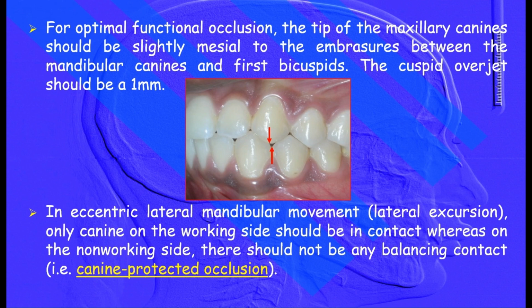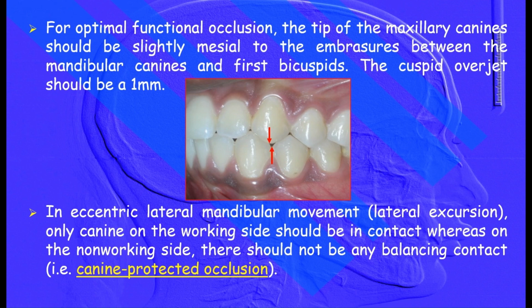Here, we will discuss the mutually protected occlusion. We have discussed that the posterior teeth protect the anterior teeth from lateral stresses during mandibular closure into the centric occlusion, and the anterior teeth protect the posterior teeth from lateral stresses during protrusive and lateral mandibular movements. This is called mutually protected occlusion, in which anterior teeth protect posterior teeth and posterior teeth protect anterior teeth during various mandibular movements.